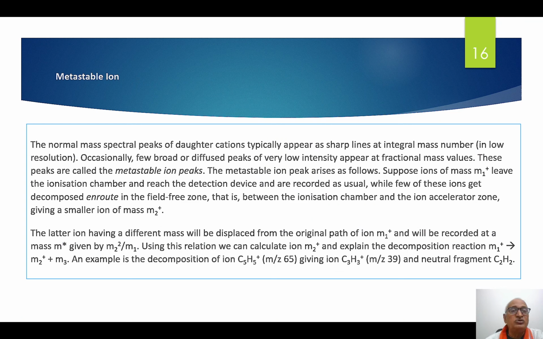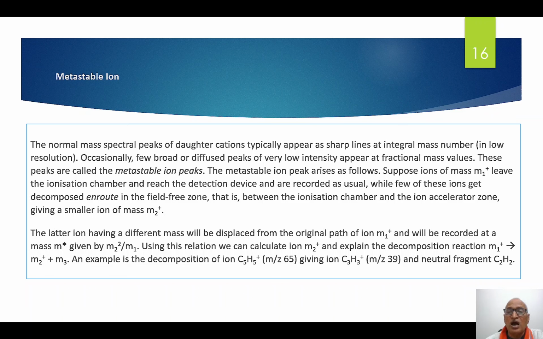Then metastable ion. I had told earlier about this. Sometimes the mass spectrum produces metastable ion. See, the normal mass spectral peaks of daughter cations typically appear as sharp lines at integral mass number in low resolution. Occasionally, few broad or diffused peaks of very low intensity appear at fractional mass value. These peaks are called the metastable ion peaks. The metastable ion peak arises as follows.